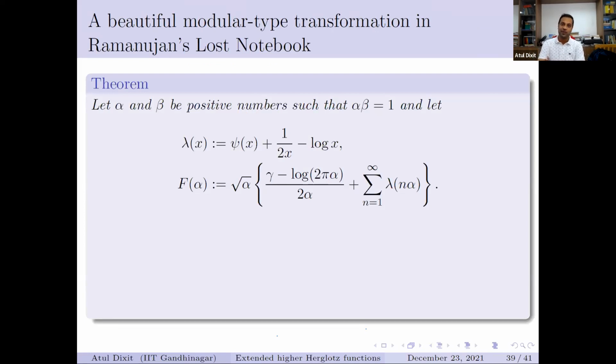In the last notebook, on page 220, he works with infinite series involving this lambda function. Lambda is nothing but in terms of this psi function, the digamma function, and the 2 terms here, 1 by 2x and minus log x, which are obtained from the asymptotic expansion of psi of x. If you subtract the first 2 terms in the asymptotic expansion of psi of x from psi of x, then those are precisely these 2 terms. And that's what makes this series absolutely convergent, because this summand is something like big O of 1 by n squared.